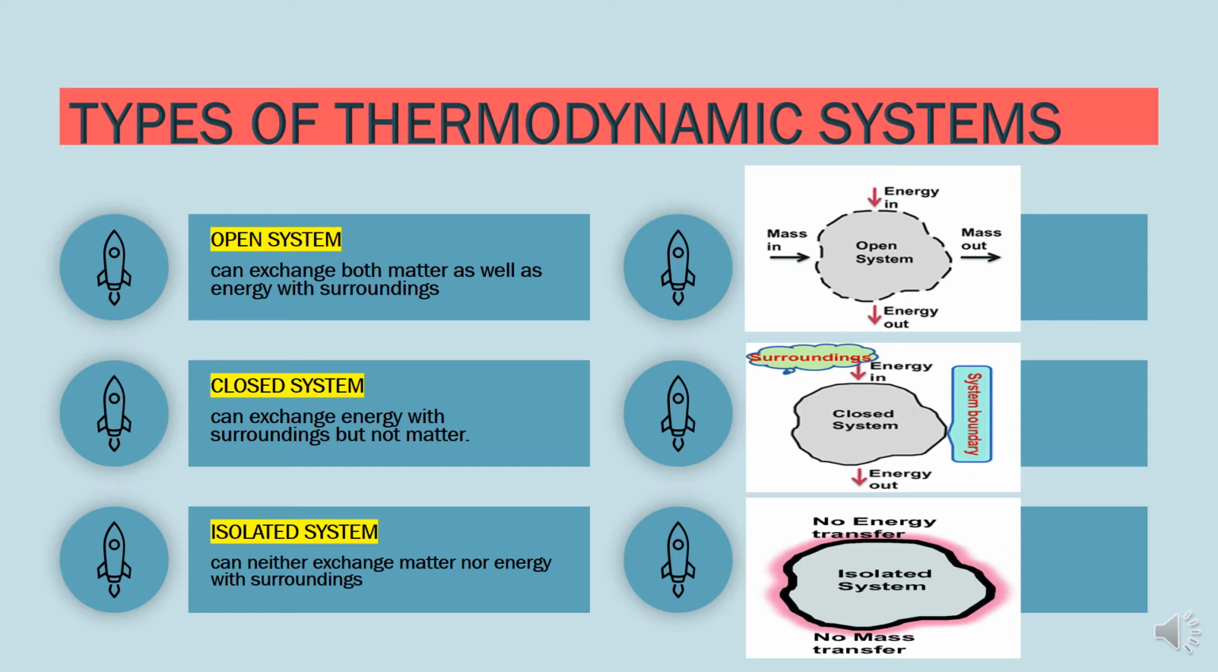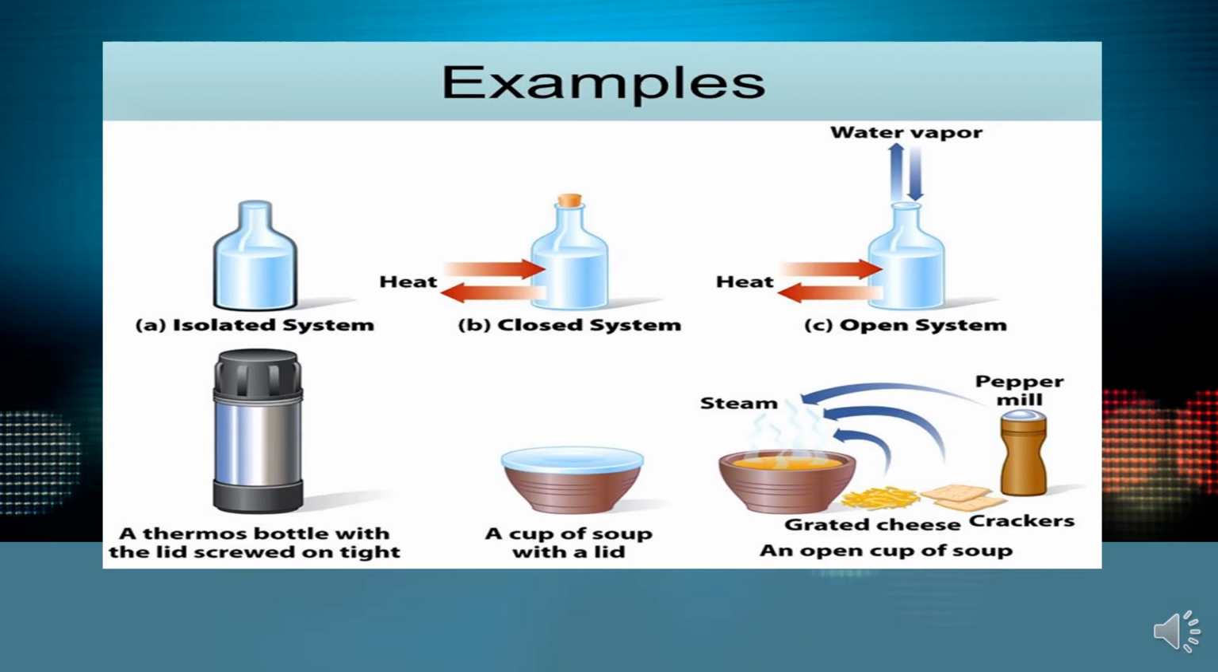And the third kind of system has insulated walls. Insulated walls are walls which do not allow energy to transfer from system to surroundings or vice versa. Hence, these kinds of systems can neither exchange matter nor energy. Here you can consider one example of a thermos flask. So you can see here some examples of isolated, open and closed systems.